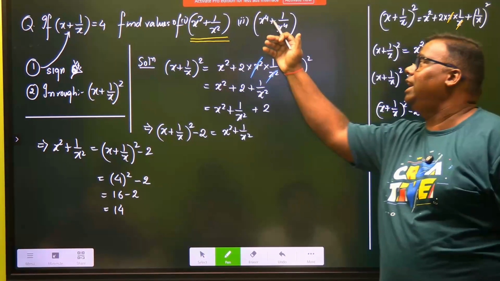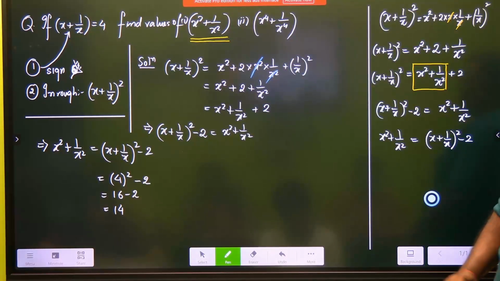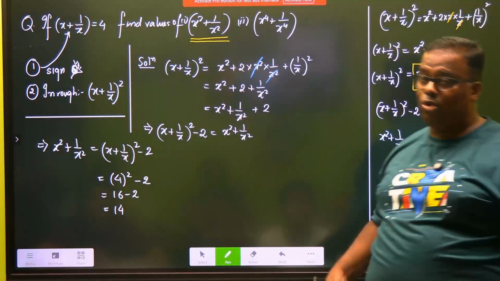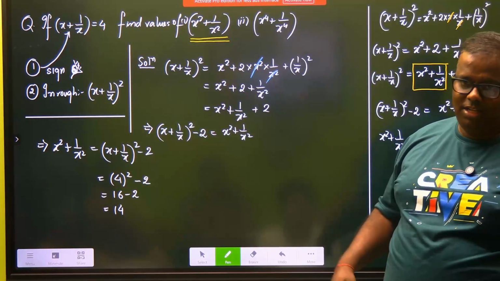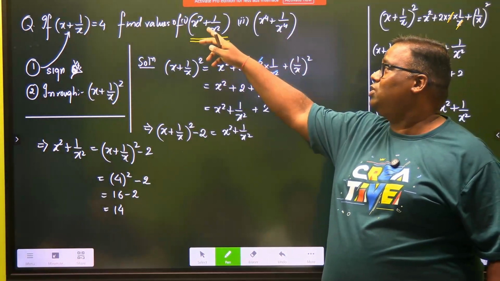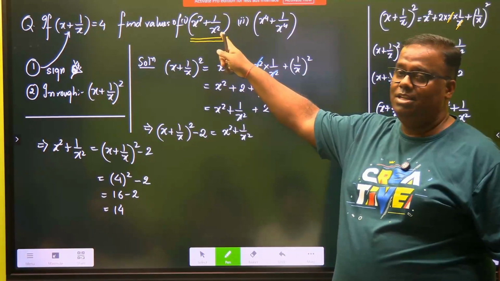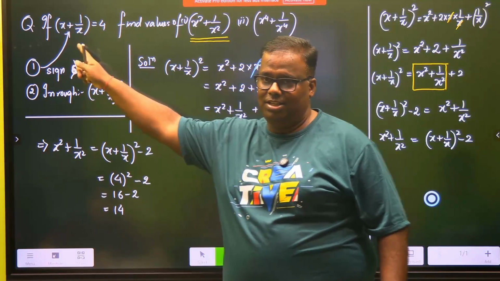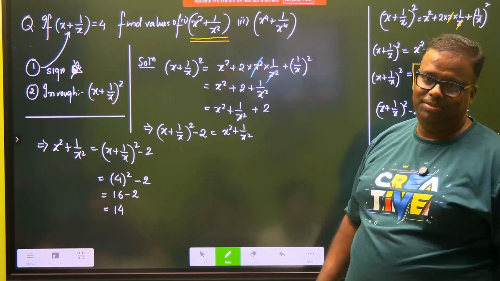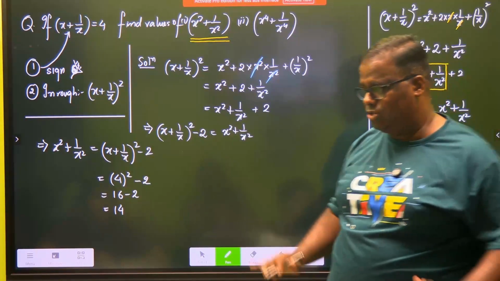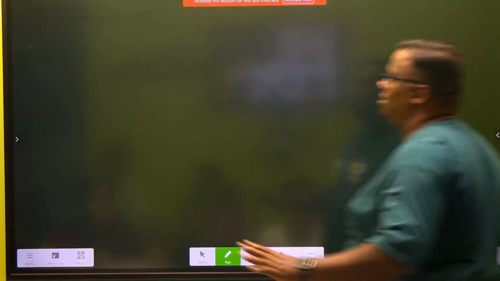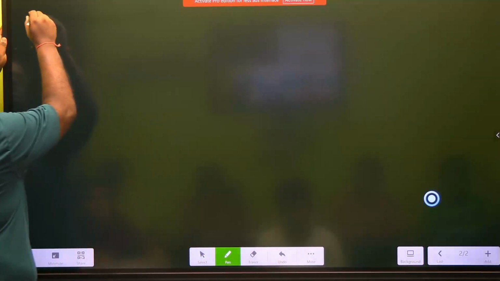Second part, you have to find a x4 plus 1 by x4. Now ask yourself a question. When you wanted to find out x square plus 1 by x square, what did you square up? X plus 1 by x. To get this you squared this. To get x4 plus 1 by x4 you have to square x square plus 1 by x square, or एक bar square. So I'm just changing the screen. Okay, remember this value.